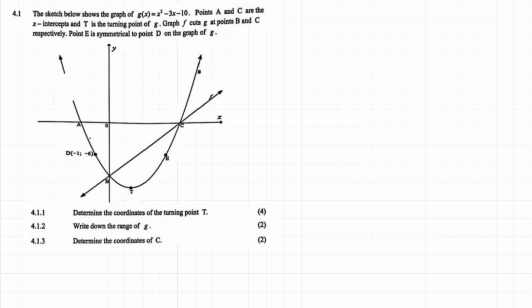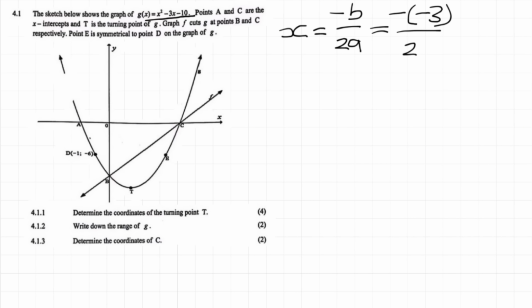They say determine the coordinate of T, the turning point. Hopefully, guys, if you're in grade 12, you know that in order for us to find the turning point, we use this special formula, x equals negative b over 2a, where we get a and b the same way as when we use the quadratic formula. b is negative 3 and 2a is 2, and you can punch this in a calculator, and we get 3 over 2. So this is the x value of the turning point. We need the y value.